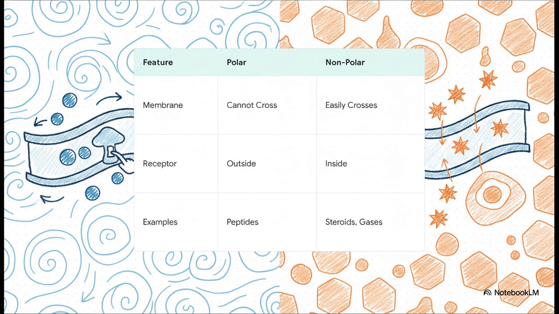You are stuck ringing the doorbell on the outside membrane receptor. But if you're a hydrophobic, nonpolar signal, like a cholesterol-derived steroid or a gas like carbon monoxide, you just ghost right through the wall and meet your receptor waiting for you inside the cytosol or the nucleus.